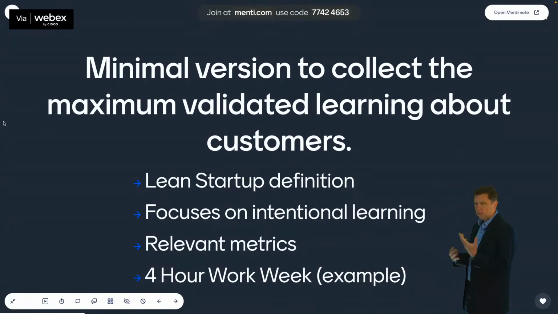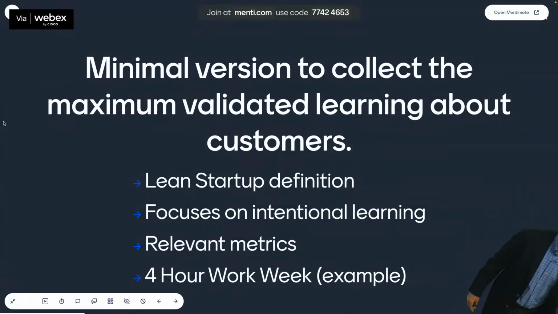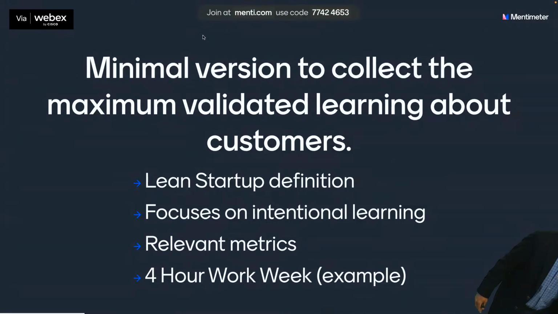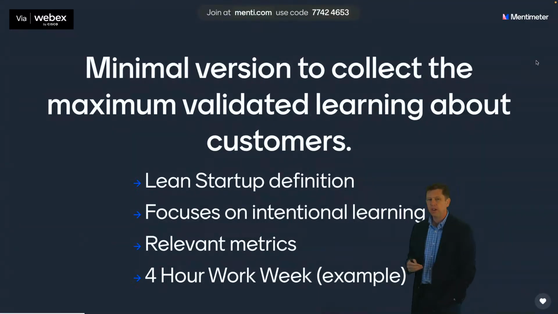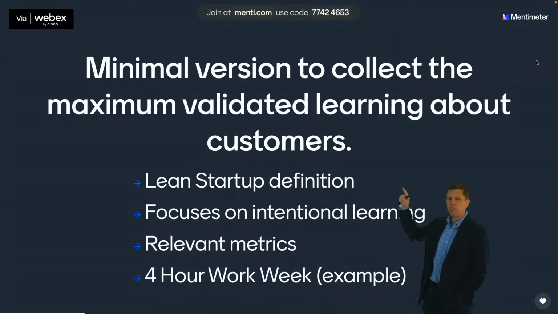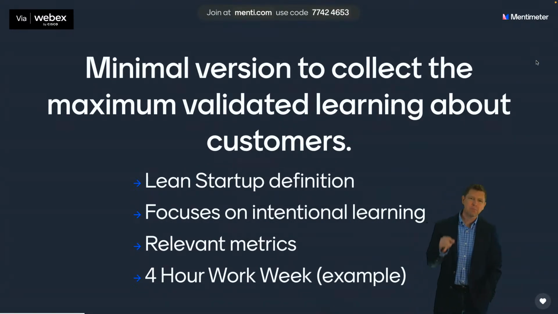An example of this: there's a book by Tim Ferriss called The 4-Hour Workweek that was a bestseller, did very, very well. When he was trying to come up with the title of his book, he was asking himself, what's the minimal thing I need to do to collect the maximum validated learning about customers?